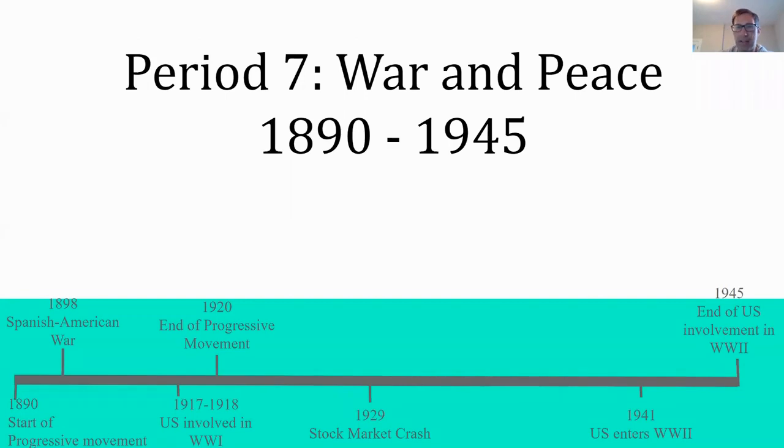So let's look at the period 7 timeline that's in front of us and understand that we're covering really essentially from 1890 all the way to 1945. And the things that frame period 7, there's a little overlap again with period 6. And it starts in 1890 because this is the beginnings of the progressive era.